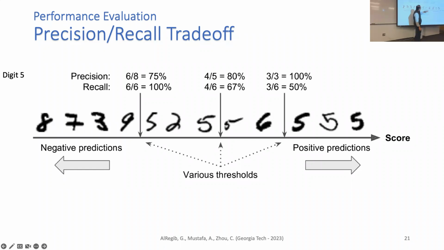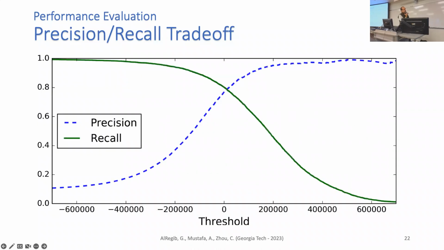If I go to the extreme case, I'm here. So everything in here is 5, everything in here is not 5. My precision is 3 out of 3, 100%. My recall dropped to what? 50%, right? So now you have to make a trade-off between precision and recall based on the threshold. If you draw the x-axis as your threshold, and the y-axis as your precision and recall, that will be the curve, the green one for the recall, and this one for the precision. So they're going against each other.